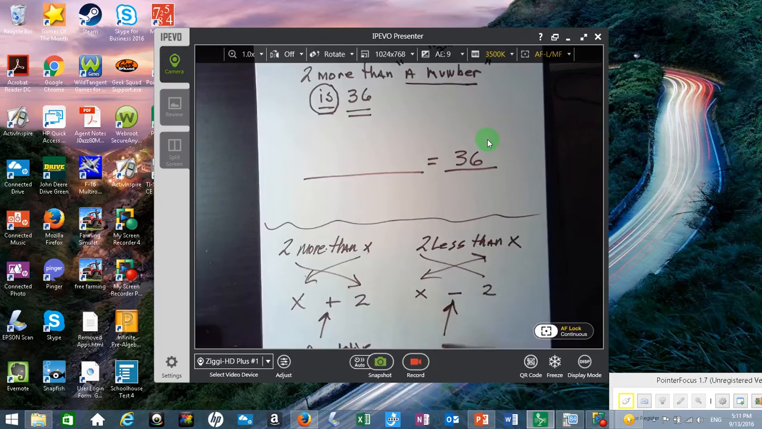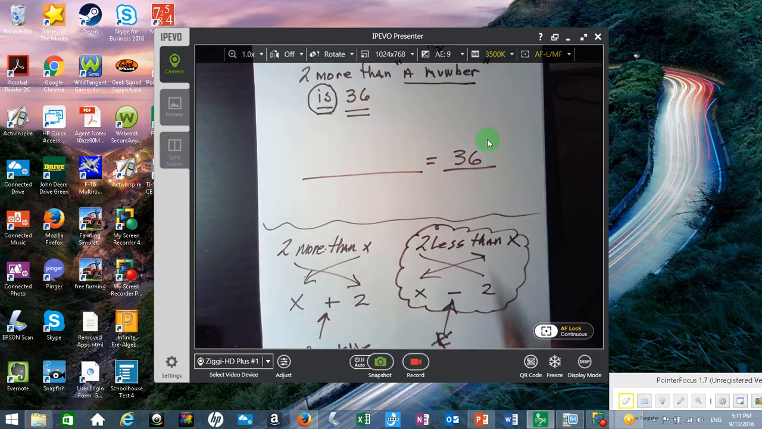Subtraction is not commutative. 2 plus 3 is the same as 3 plus 2. 2 minus 3 is not the same as 3 minus 2. So when you're dealing with less than, remember the little crisscross method.